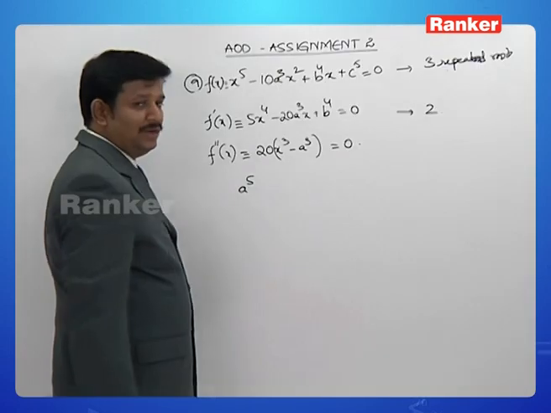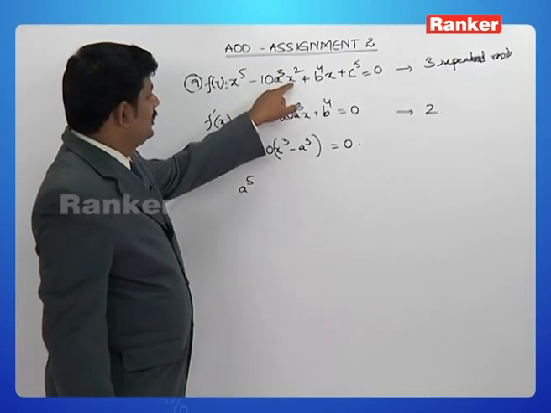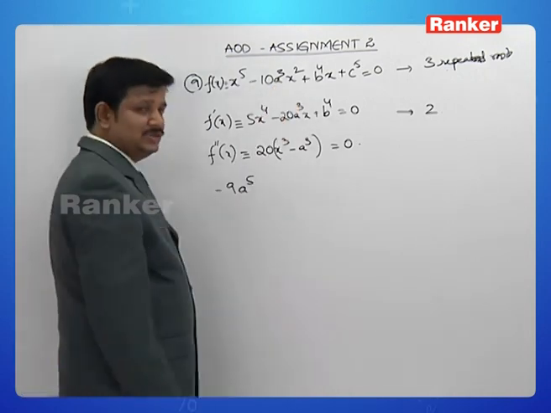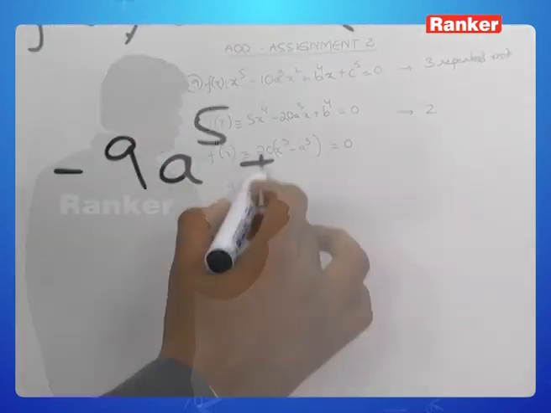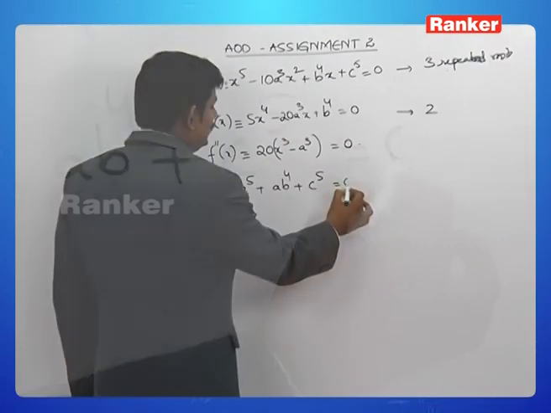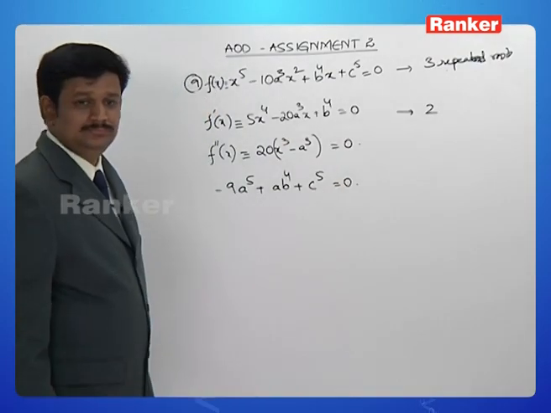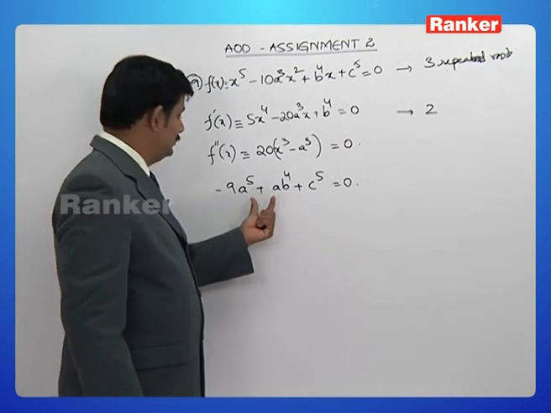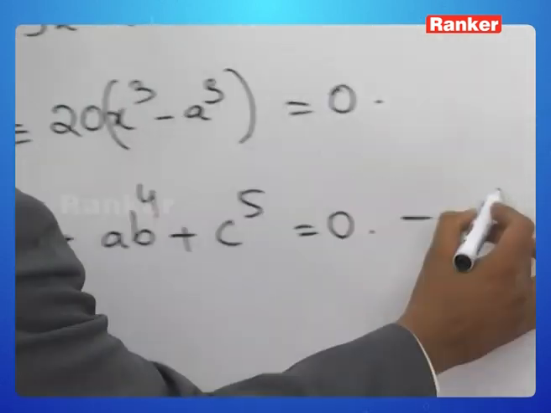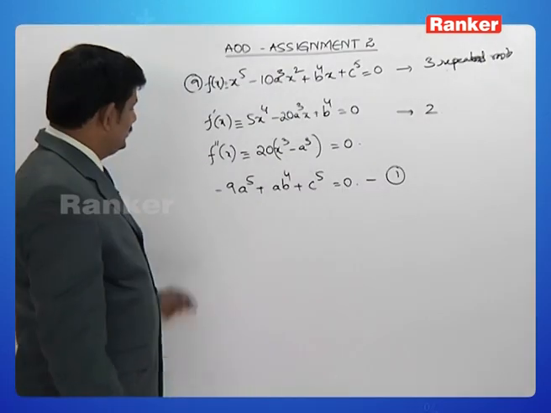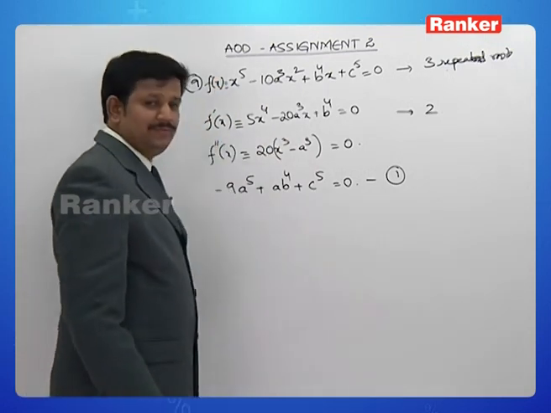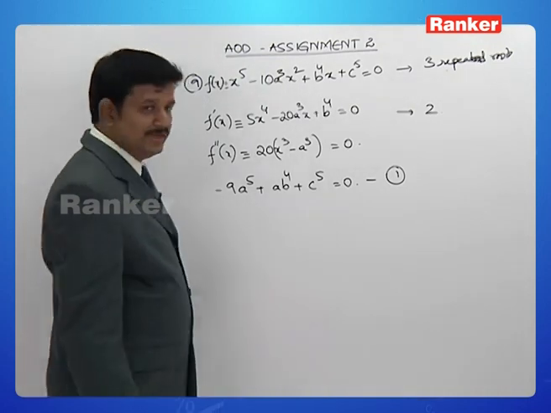So, let me substitute a in place of x. I have a^5 minus 10a^3 into a^2, that is minus 10a^5, the difference is minus 9a^5, plus a b^4 plus c^5 is equal to 0. Minus 9a^5 plus a b^4 plus c^5 is equal to 0. Let me call this equation number 1. I got this by putting a as a root of this function. Now, a is also a root of f dash of x.